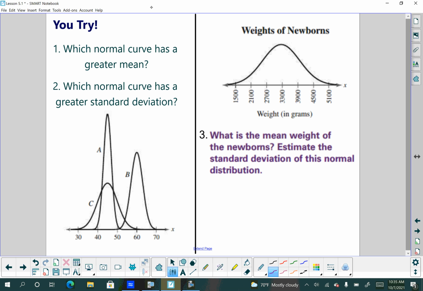Okay. Once you have them, check your answers with your group. Compare. See how you did. Okay.